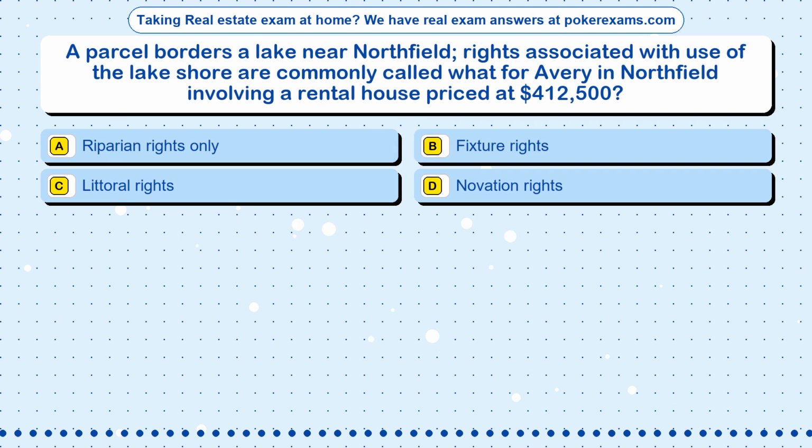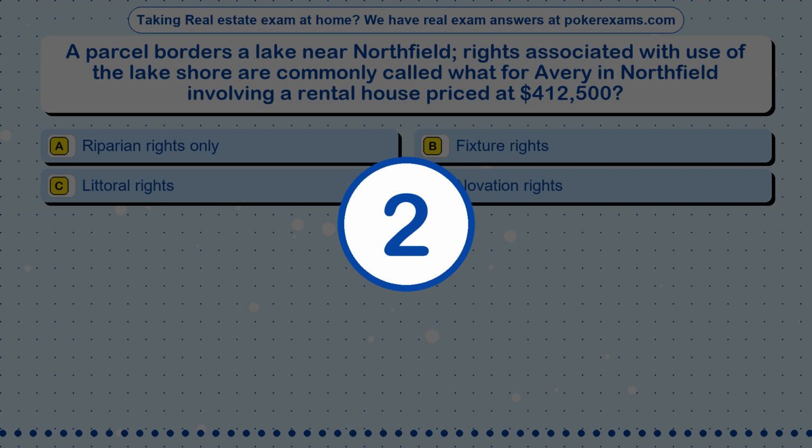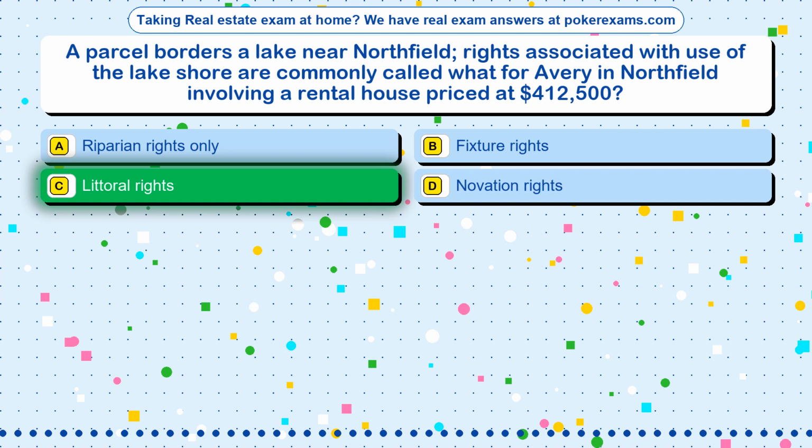Question 35. A parcel borders a lake near Northfield. Rights associated with use of the lake shore are commonly called what for Avery in Northfield involving a rental house priced at $412,500? Option A, riparian rights only. Option B, fixture rights. Option C, littoral rights. Option D, novation rights. The correct answer is option C, littoral rights.